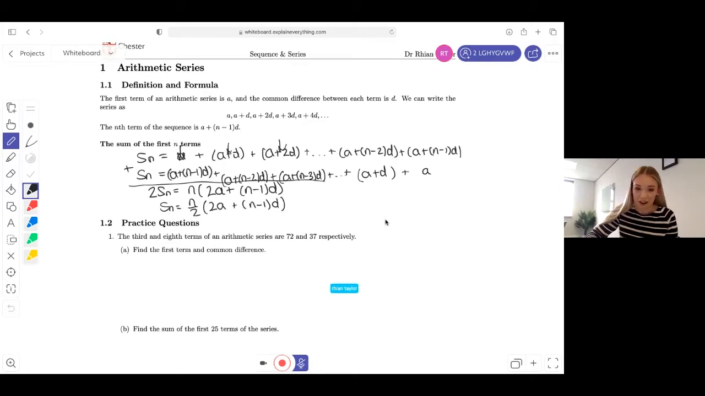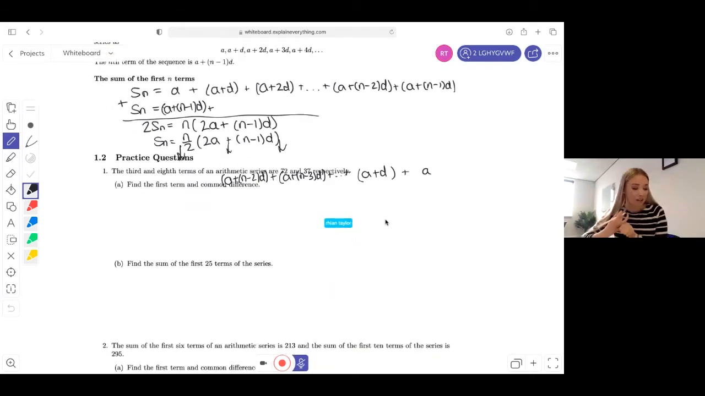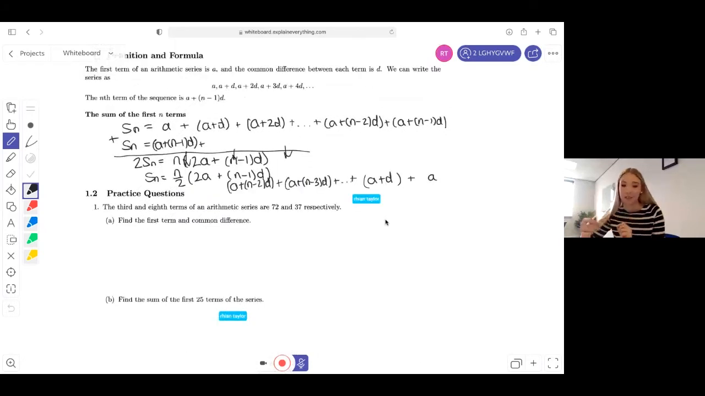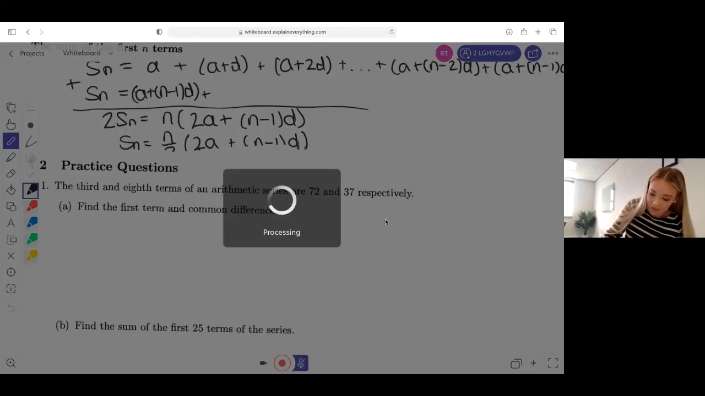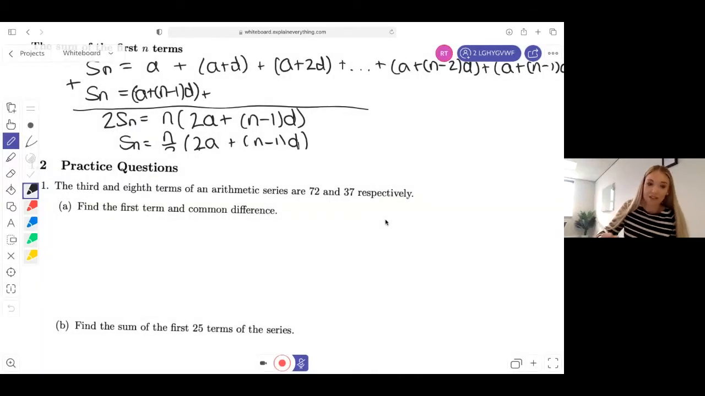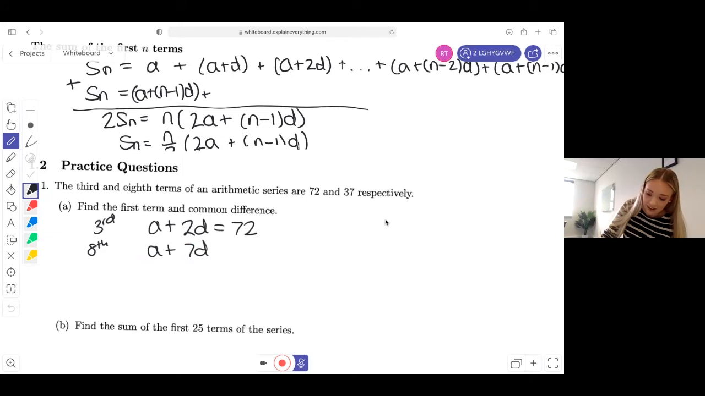So what we have there, we go. Each term of the sequence is defined as a plus n minus 1 times d. So I'll write that out for each one. For our first one, our third term will be a plus, when n is 3, a plus 2d, and that third term was 72. For the eighth term, we've got a plus 7d, and that term is 37.